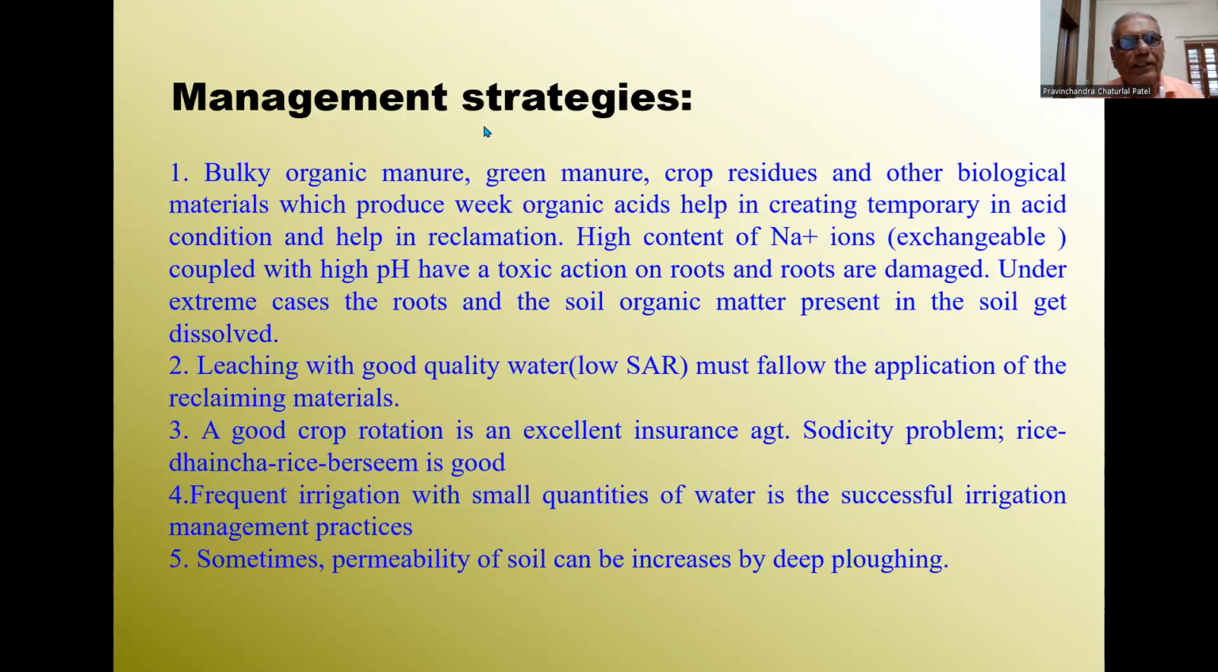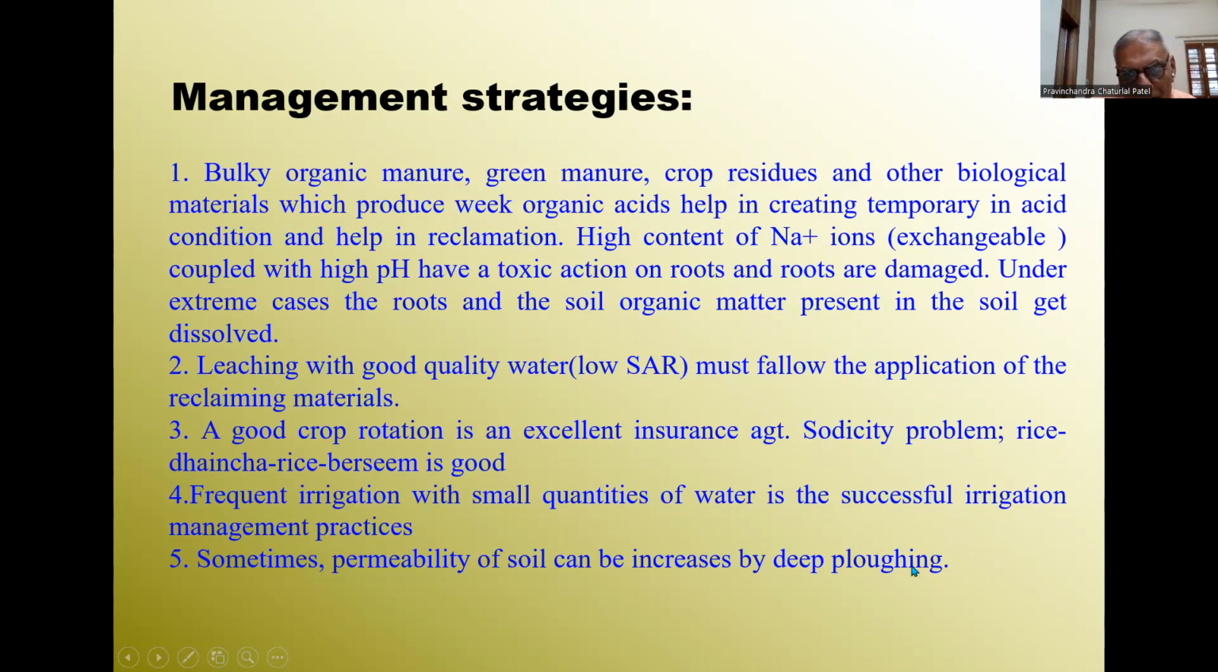Management strategy: bulky organic manure, green manure, crop residues, and biological material which produce weak organic acid help create a temporary acid condition and help in reclamation, so it reduces soil pH. Leaching with good quality water and a good crop rotation are excellent. Frequent irrigation with a small quantity of water is a successful irrigation management practice.